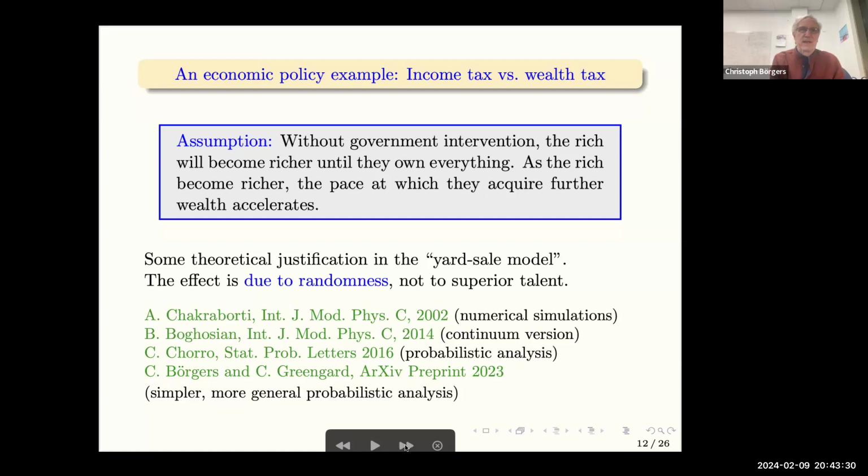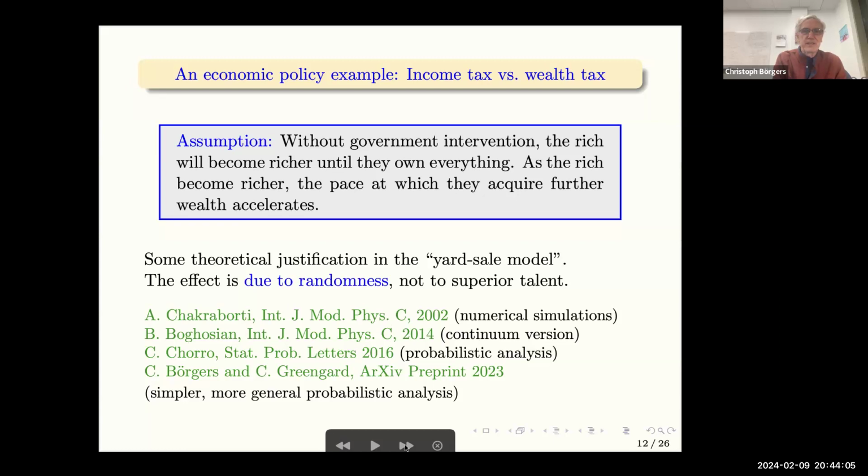So the first is an economic policy example, you might say. It concerns the question whether an income tax or wealth tax is more effective. And the first assumption here is that without government intervention, the rich will become richer until they own everything in the economy. And as the rich become richer, the pace at which they acquire further wealth accelerates because they can afford better lawyers and they have more lobbying power. And so the laws change in their favor, et cetera, et cetera.